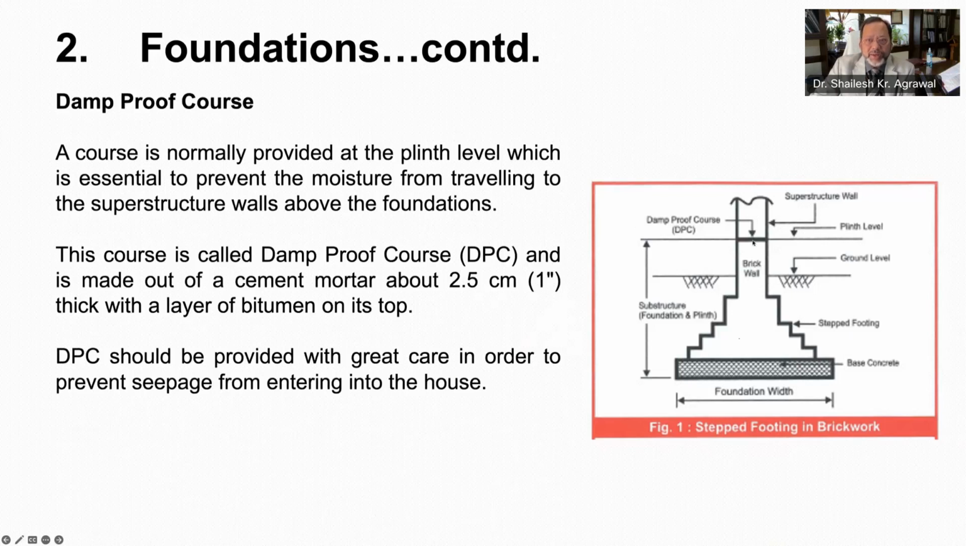This is shown here in this picture. This is damp proofing course, or DPC. It is provided, as you can see here, at the plinth level, which is above ground level, and it is normally made of cement sand mortar of 1 inch thick with a layer of bitumen on its top. Nowadays, thick polythene sheet is also being provided.